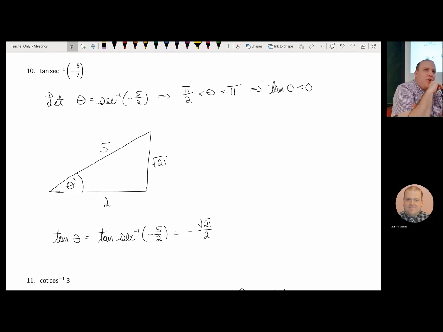All right, so just to draw it out, I just said let it be theta, because inverse secant of -5/2 is a specific value. I'm saying call that value theta. I called it theta prime because I'm treating this as the reference angle for the actual theta. Theta itself, inverse secant of -5/2, is not an acute angle. It's an obtuse angle, in quadrant 2. So I'm saying let theta prime be the reference angle for that, so I can do right triangle trigonometry.